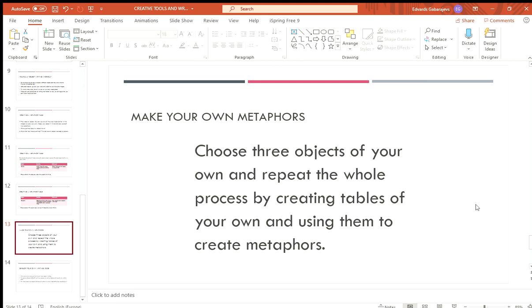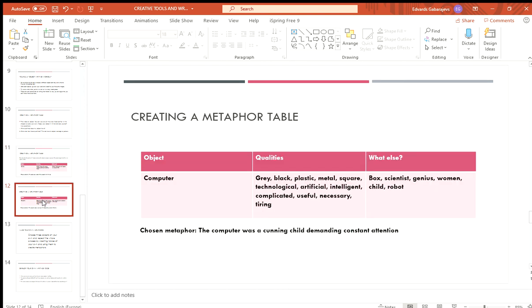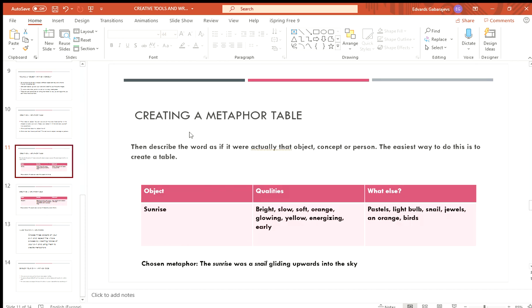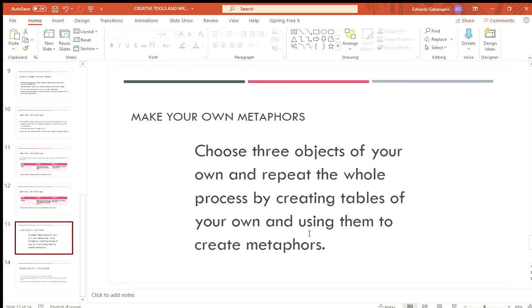This is the exercise that I want you to try. Let's say we had two examples of metaphors. I want you to try to come up with three. Try to make three tables using this technique. Create a metaphor table, make three tables, and show them to me.